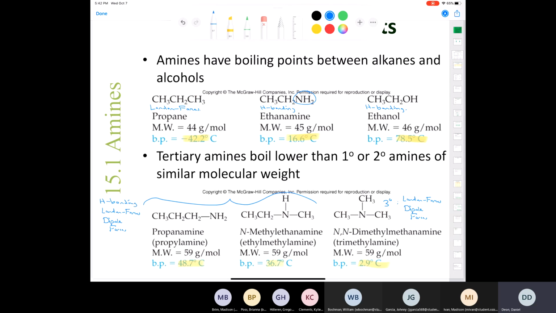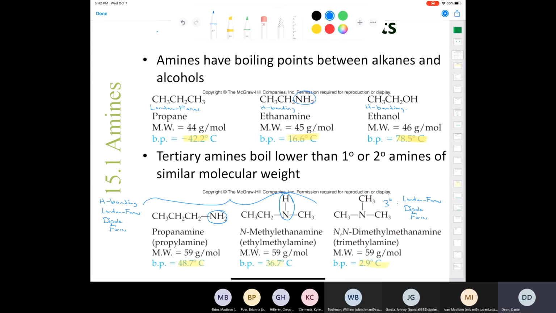Now, the reason why the primary amine, propylamine, has a higher boiling point, by around 12 degrees Celsius, than the secondary amine, is because in ethylmethylamine we only have one opportunity for hydrogen bonding, whereas in propylamine we have two opportunities. We have two nitrogen-hydrogen bonds.